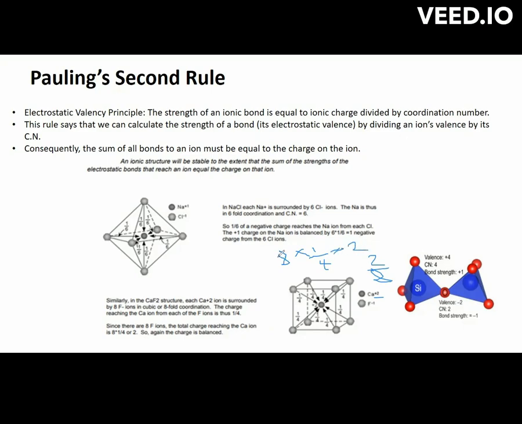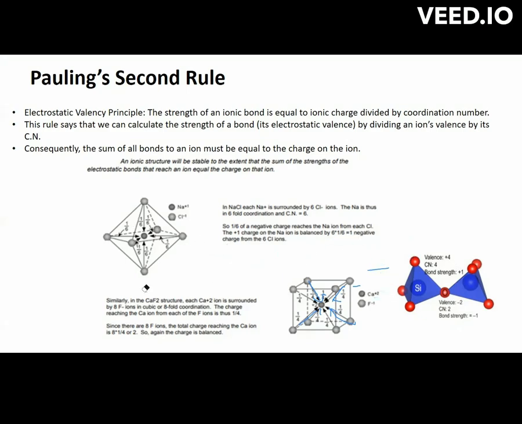So this 2 from the fluorines, this plus 2 charge, is equal to the plus 2 charge of the calcium, so it's balanced. It's about charge neutrality, which is why we talk about the strength of all this ionic bond. They must equal the charge. If we combine all these 1/4s, they must give you +2 at the center. That's what the second rule is all about.